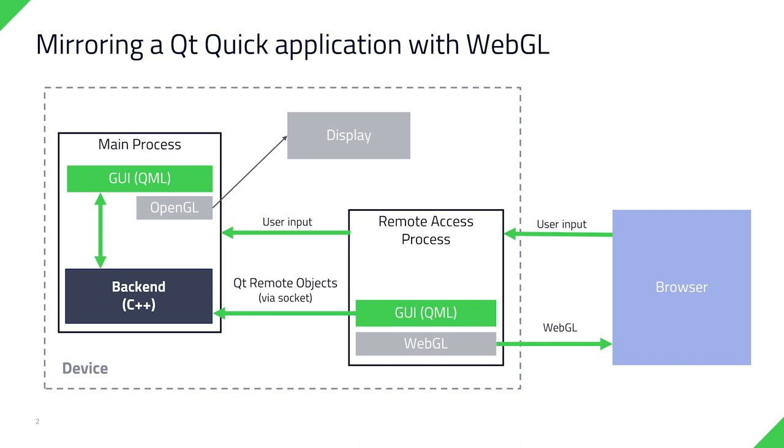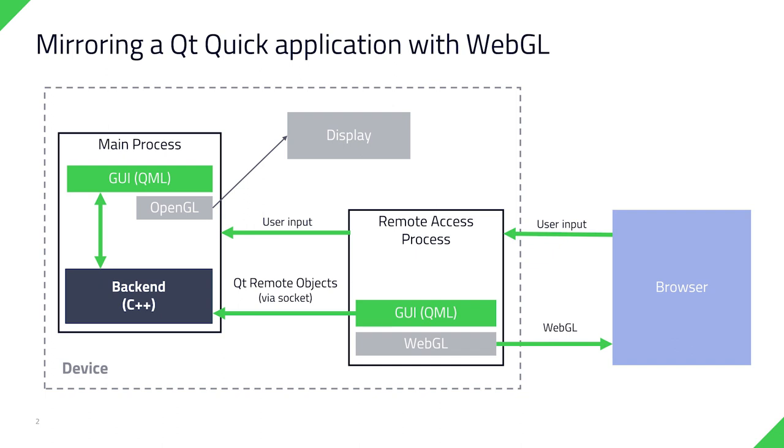Basically, you have the full QObject, meaning its properties, its signals, and its slots accessible from the other process. So again, here, only one backend, two processes loading the same GUI, and the remote access process connecting to the backend in the other process. And that way, when you connect from the browser to the remote access process, everything is just kept synchronized between the two processes.